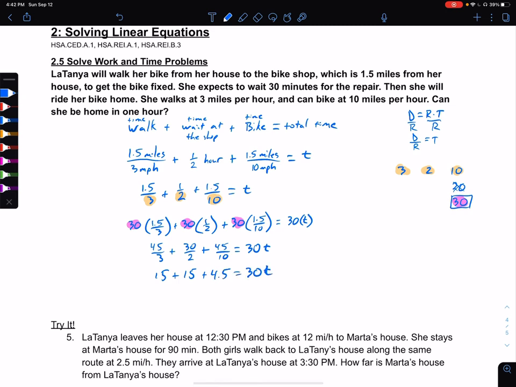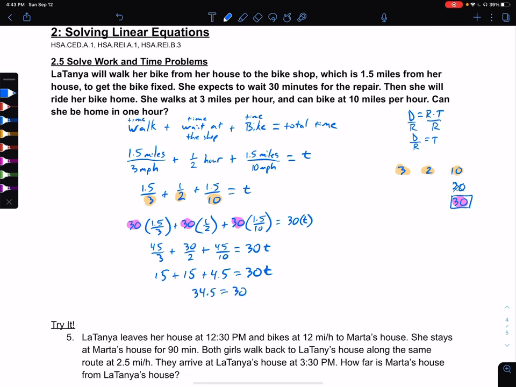So now the fractions are gone, right, which makes our life a lot easier. This becomes a much easier problem to work with. And I could pretty easily add 15, 15, and 4.5, where back at this step here, 1.5 over 3 plus 1/2 plus 1.5 over 10 is not exactly the easiest problem. Are there other ways that this could have been done? Yes. But this is one of the linear ways, solving linear equations, so that's the method we're going to use in this specific example. When I add these up, I would get 34.5.